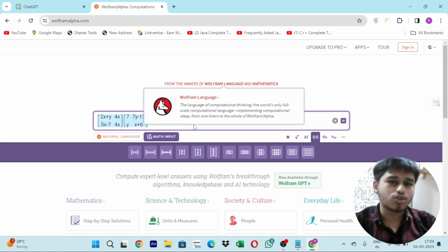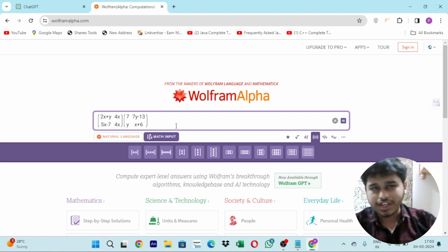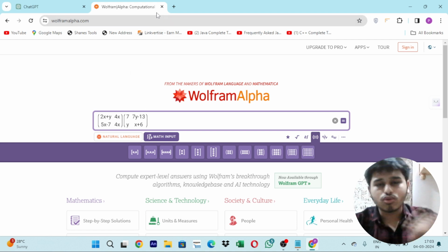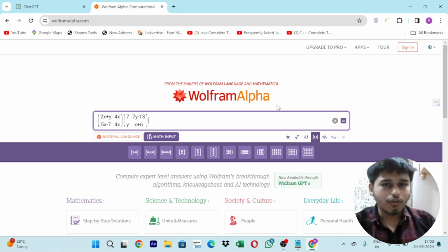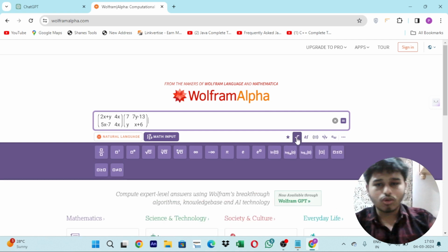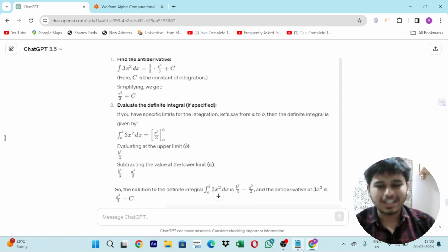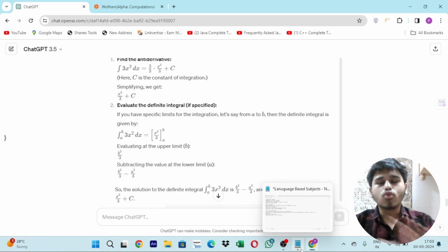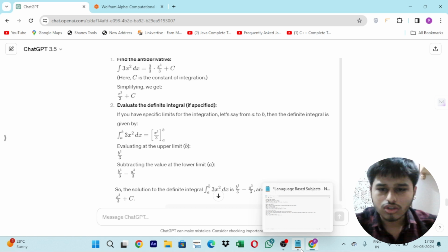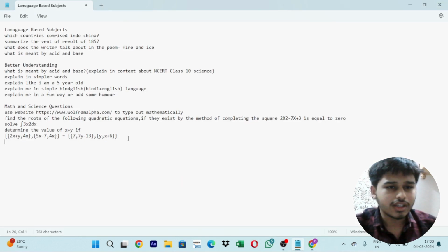So this is the best tool, which I also use for mathematical equations. If you don't know how to write an equation, you just have to come to Wolfram Alpha and click on math input. Click on the matrix, root, anything you want, and just write your equation. Just copy that equation and paste it in ChatGPT. That's it, guys. You don't have to do anything, only copy and paste the equations. Okay, so now let's go to Notepad and copy that equation.